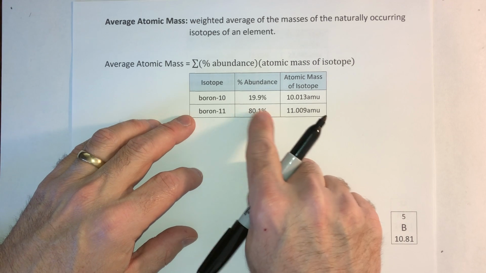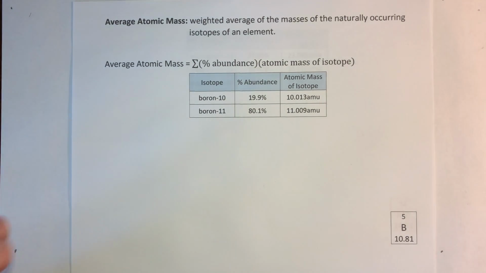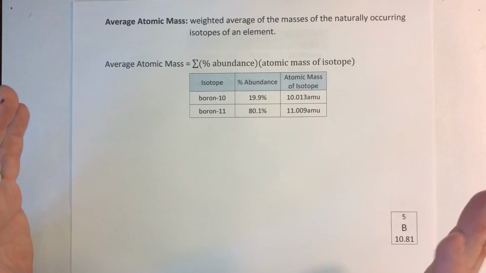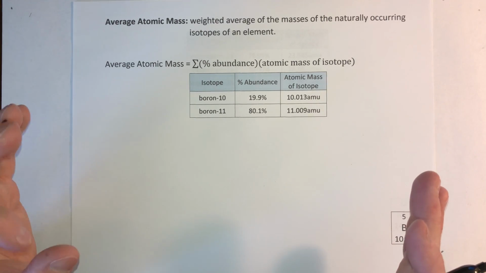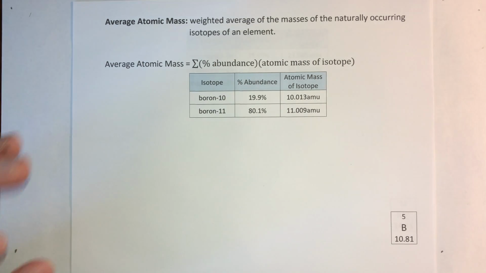80.1% of all borons that you see are boron 11. Okay, so think of it like you go into the store and you scoop candy out of a bin. And let's say in that container there's more than one type of candy. So you've got maybe raisins and you've got some sort of nut. So when you scoop it up, you're going to have a mixture of both.